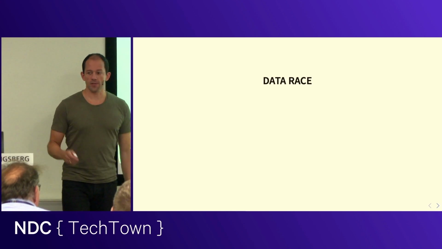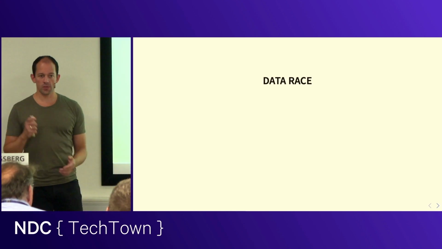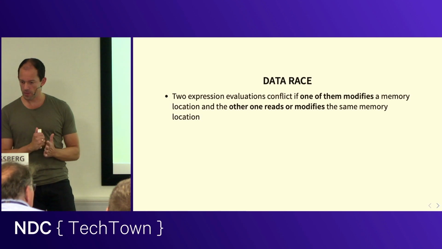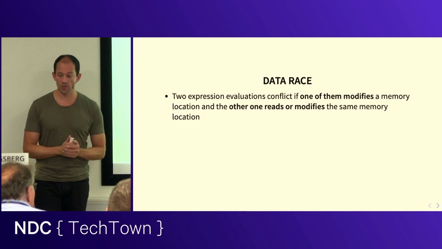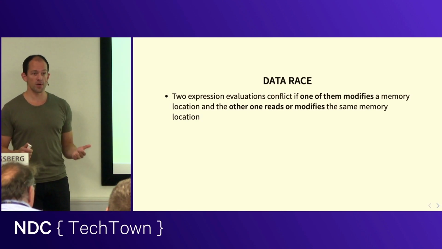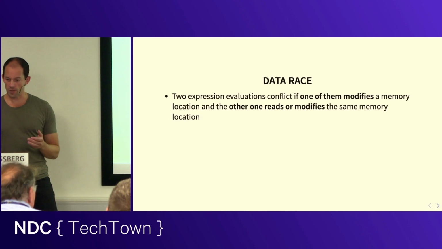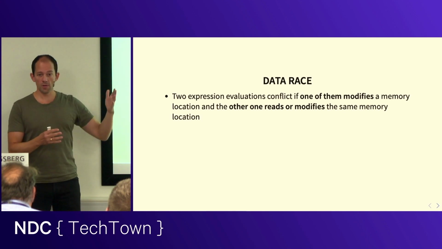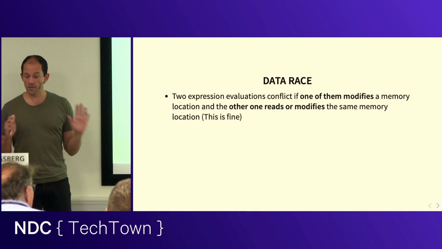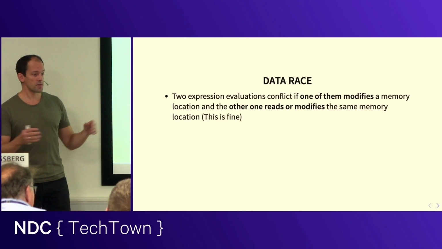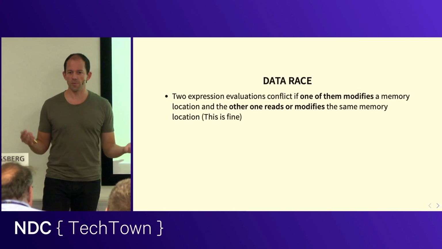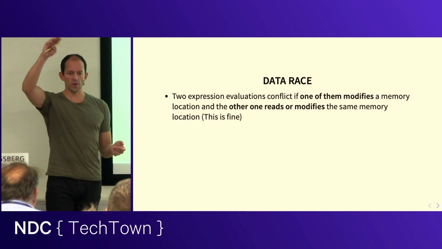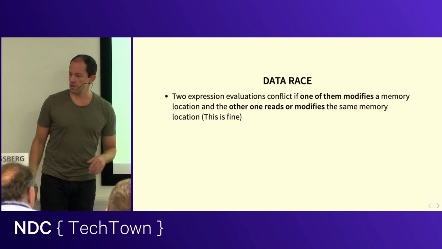So what's a data race? First, we have to see this thing. It says two expression evaluations conflict if one of them modifies a memory location and the other one reads or modifies the same memory location. So if you have a read and a write to a variable, those conflict. And this is fine. This happens all the time. Conflict sounds like bad, but it just means they are trying to work on the same thing. And that can be just fine.